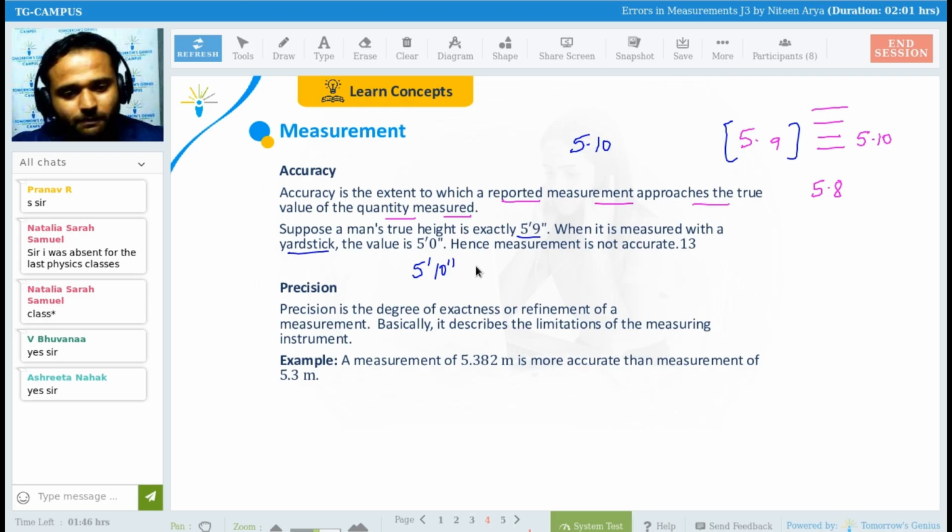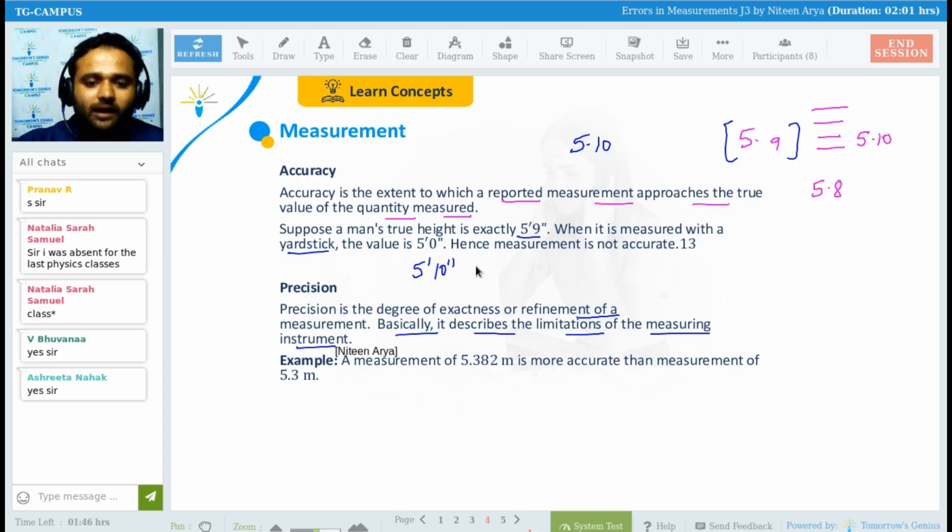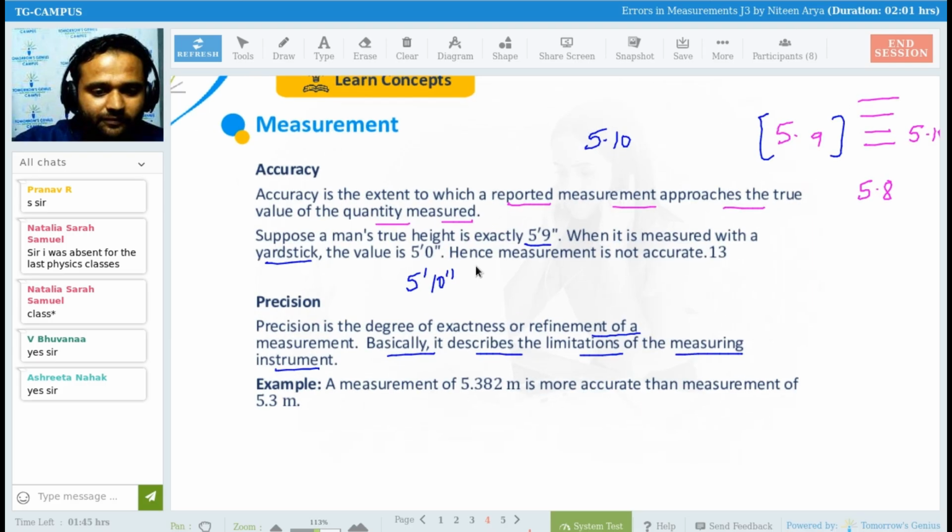What is accuracy? It is a very simple thing, but when it comes to a definition, it is a little bit problematic. Now what is precision? Precision is the degree of exactness or refinement of a measurement. Basically, it describes the limitation of the measuring instrument. Now, for example, you are going to understand with this.